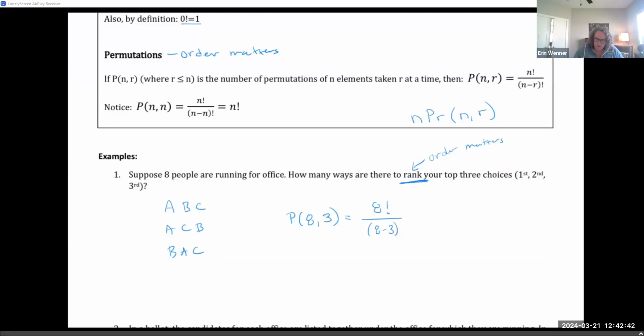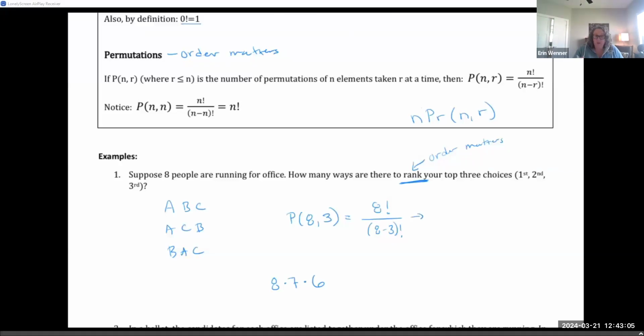Now, what does this look like? For my first choice, I'm going to have 8 people to choose from. For the second choice, I can't rank person number 1 again, so now I only have 7 choices. And then for that last one, I can't rank person 1 or person 2, so my number of choices drops down to 6.